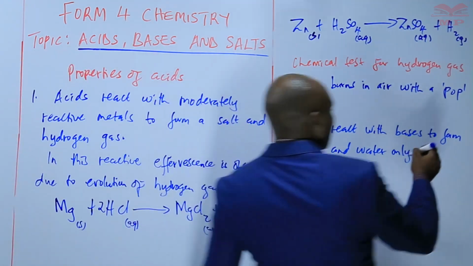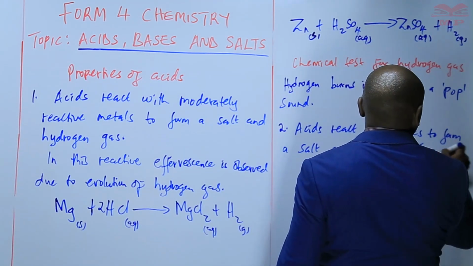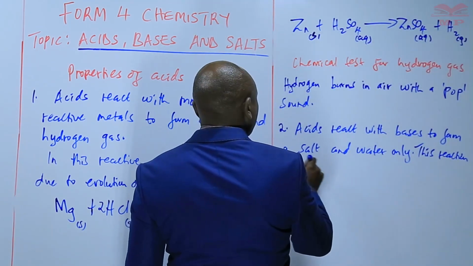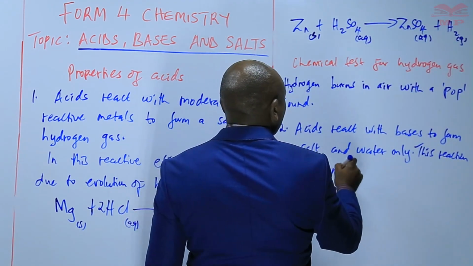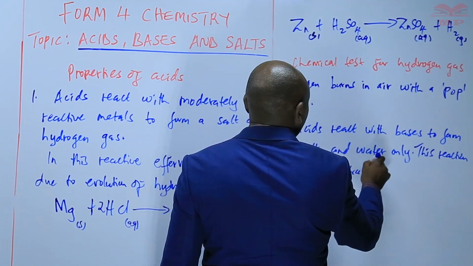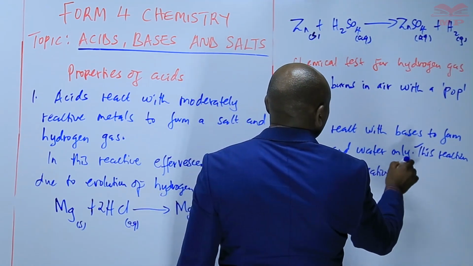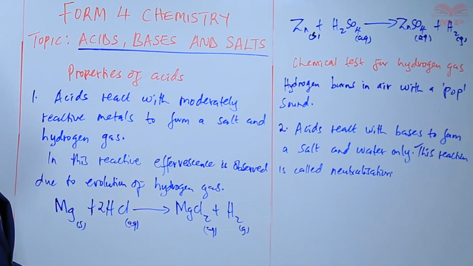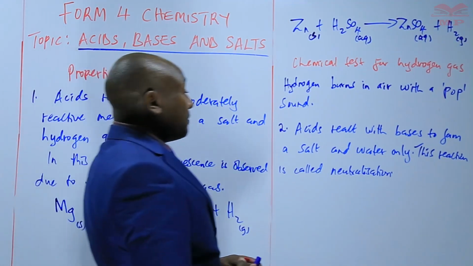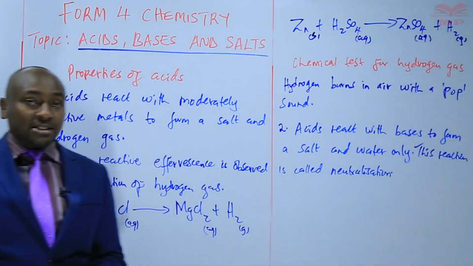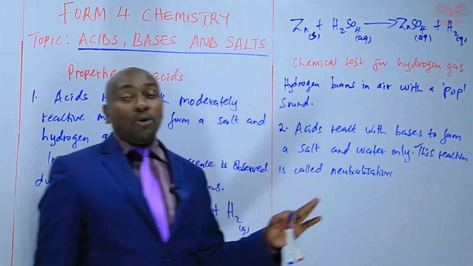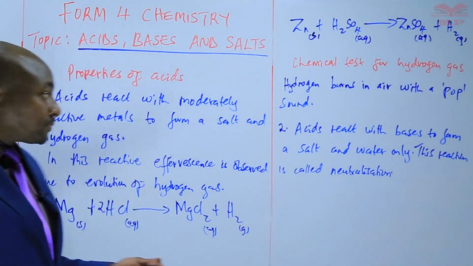And this type of reaction is called neutralization. This type of reaction is called neutralization. In other words, we are saying that the acid is being neutralized. The base is being neutralized. So in this case, we are forming a product that is neutral.